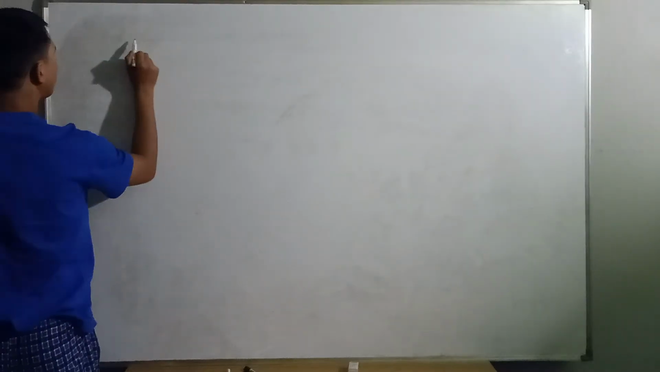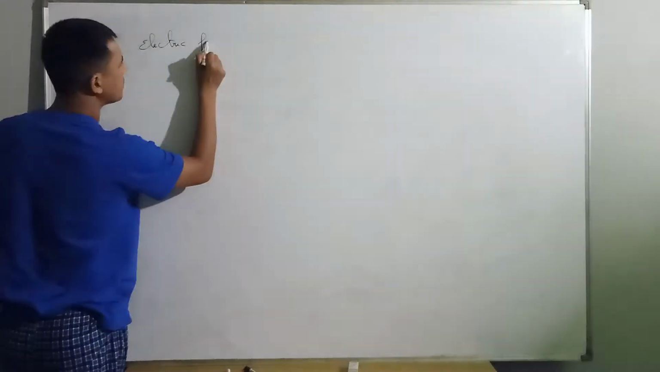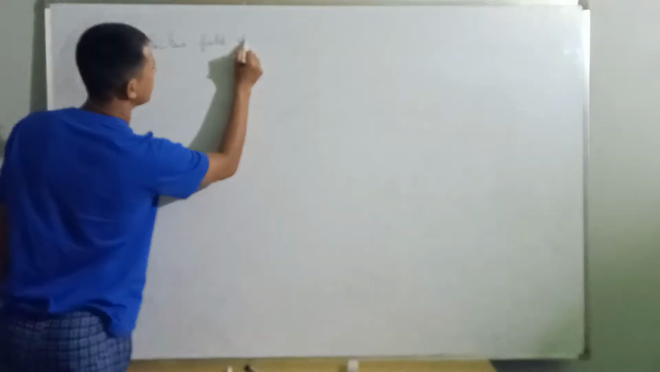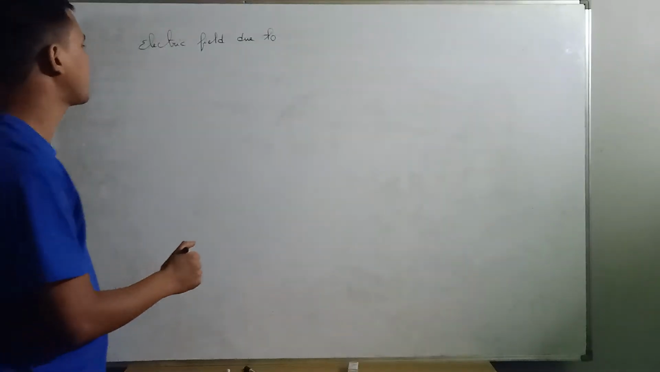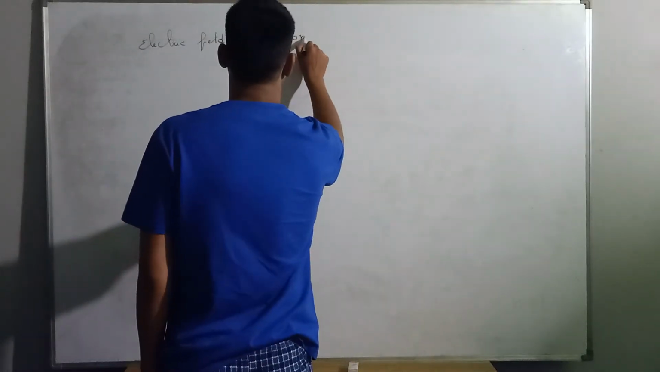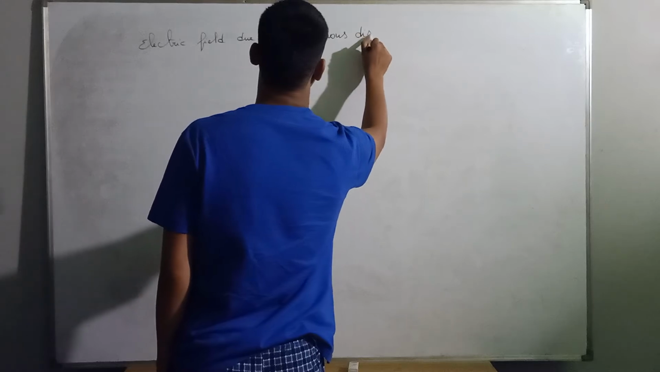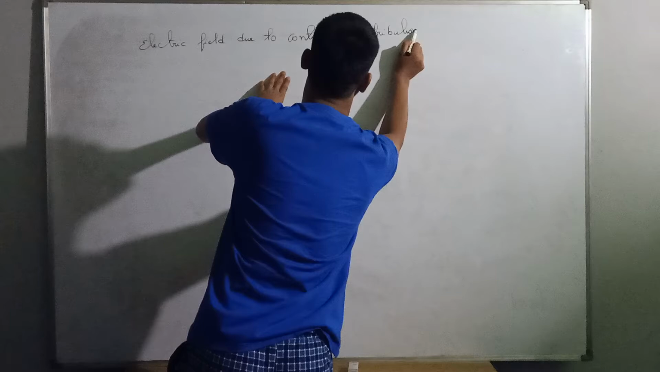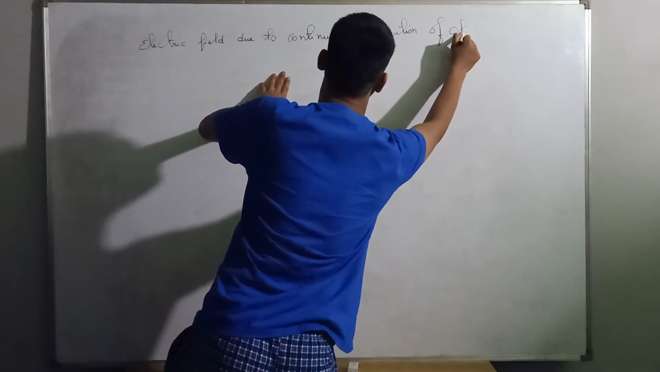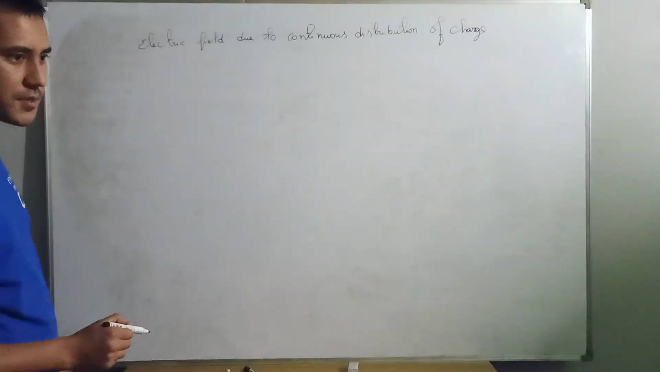So the next one is electric field due to continuous distribution of charge. Till now you have learned electric field due to only a point charge, right?